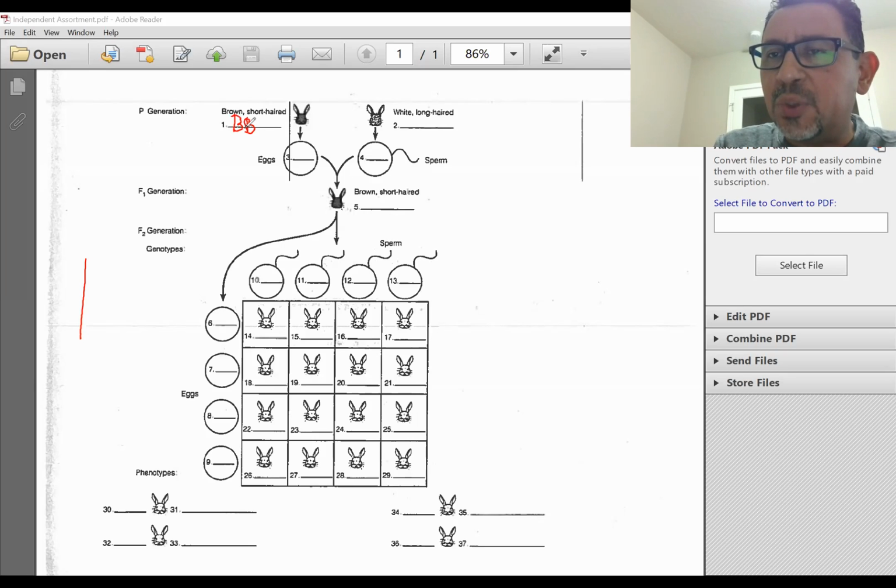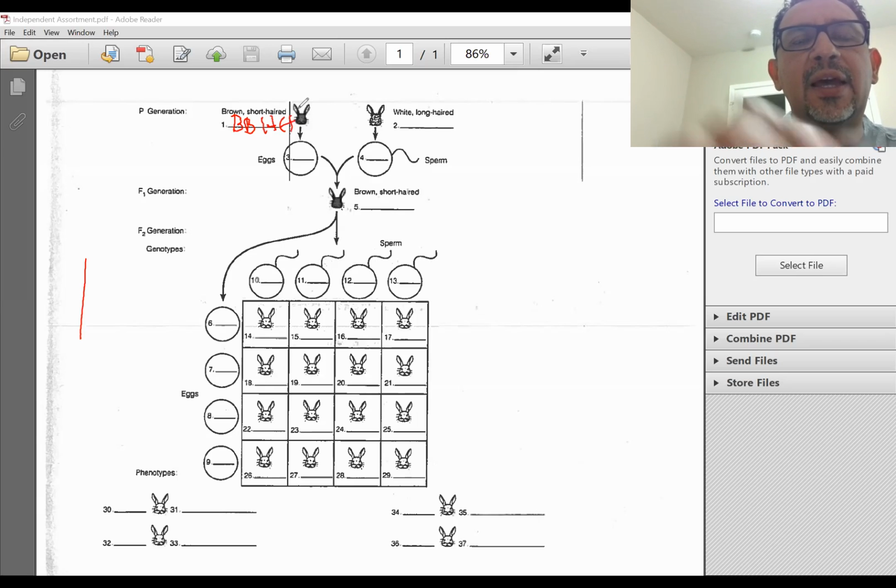And so why 2 capital Bs? Remember that for the genotypes, all individuals have inherited 1 allele for each trait from each of the parents the organism had. Because brown is dominant, we're using capital B. Now, for short hair, I'm going to use the first letter of the word hair, H, and so I'm going to put here 2 capital H's.